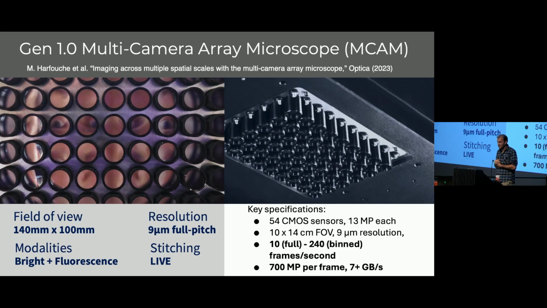Okay, so our first array looked something like this. This was our Gen 1 design. It had 54 synchronized image sensors, each one at 13 megapixels. We could run it at up to 240 frames a second. At full resolution, it was 700 megapixels per frame. And so it's a lot of data, and so we've also naturally been working hard and getting good at handling all of that data streaming in at 5 to 10 gigabytes per second.